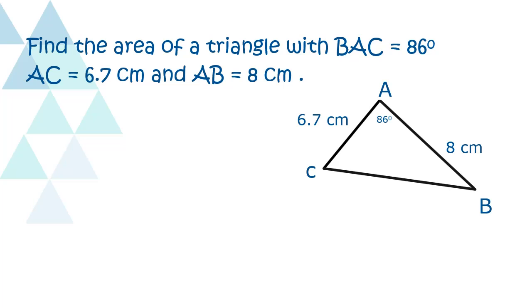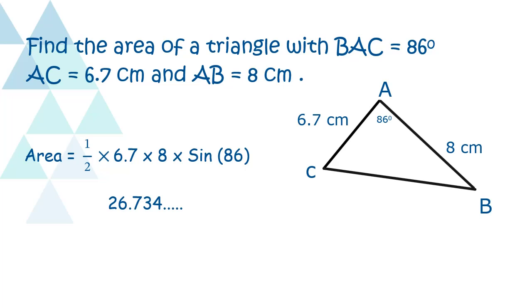So the area of this triangle is equal to half times 6.7 times 8 times sine 86 degrees. With a calculator, you find that the area of this triangle is equal to 26.734, etc. Rounding your answer to three significant figures, it will be 26.7 square centimeters.